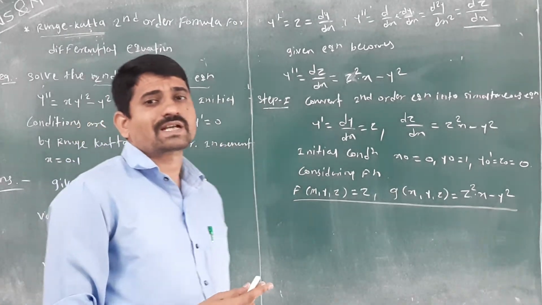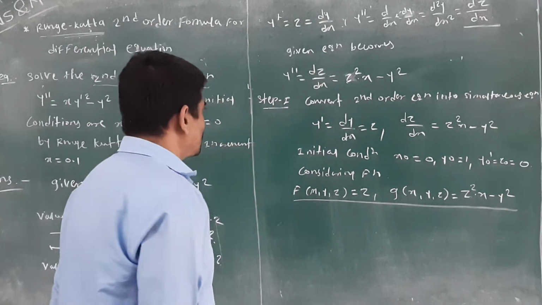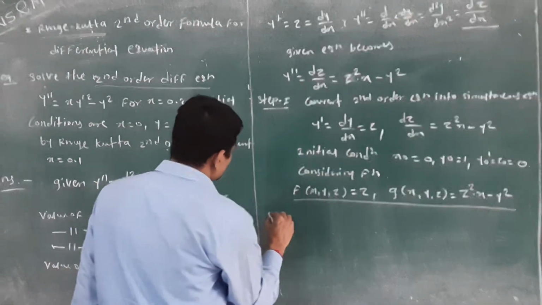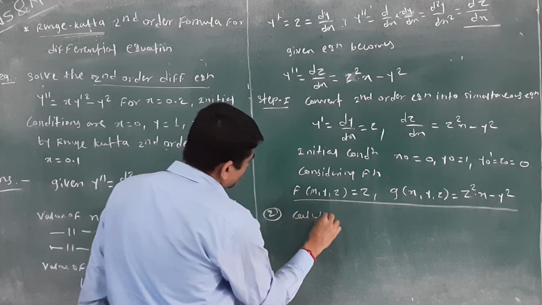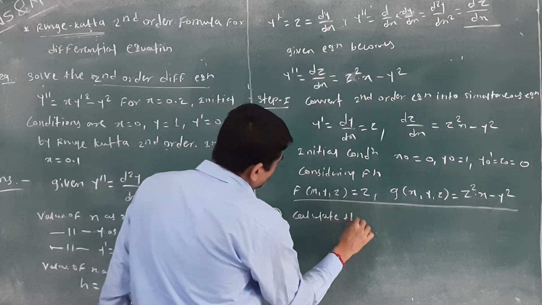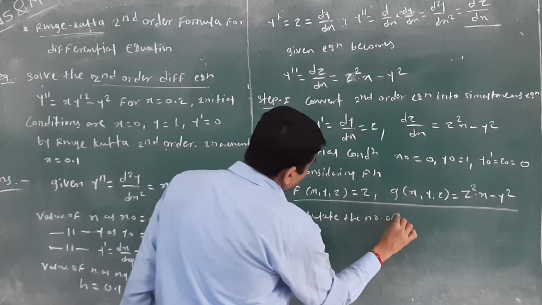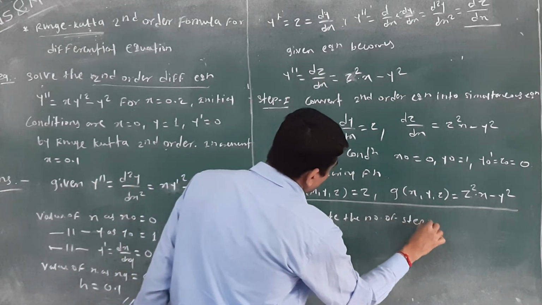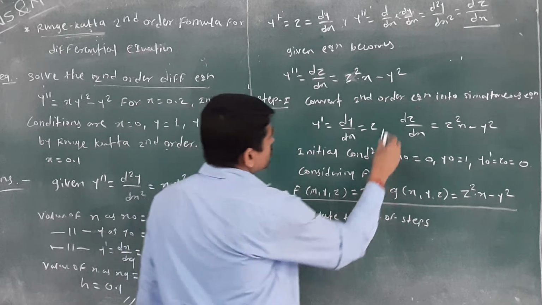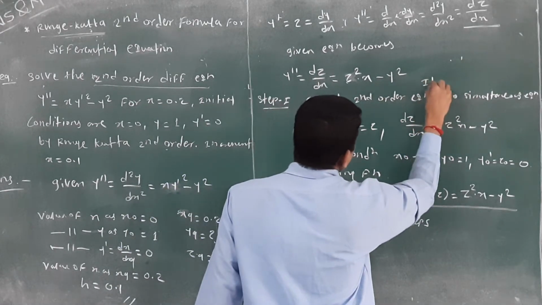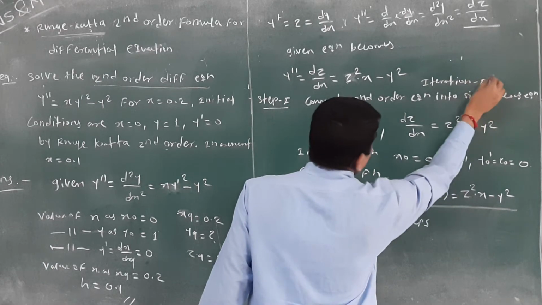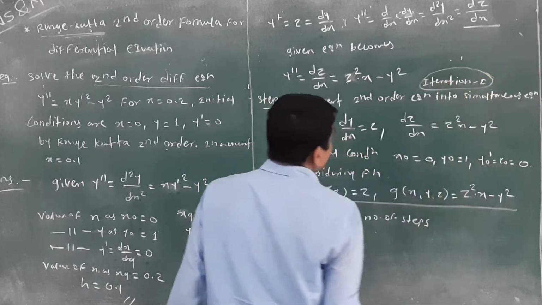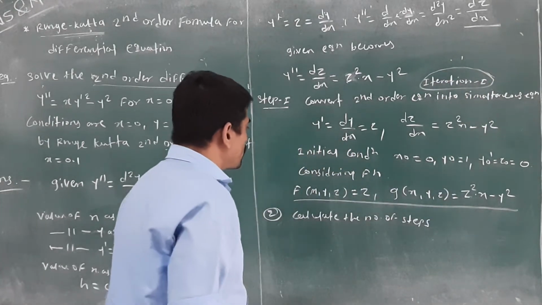Then what is the second step? The second step is again the same: calculate the number of steps. I will write here, calculate the number of steps. You know how to calculate the number of steps. This is iteration number 1. Iteration 1. Check that, calculate the number of steps.